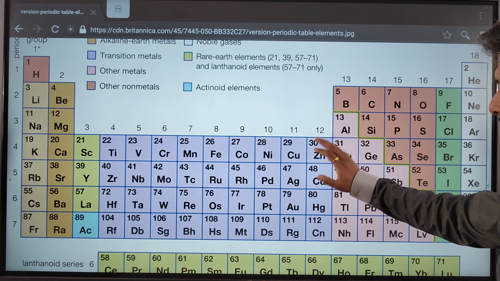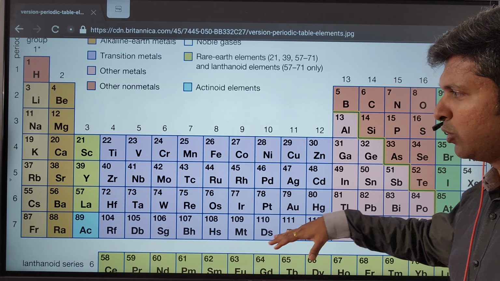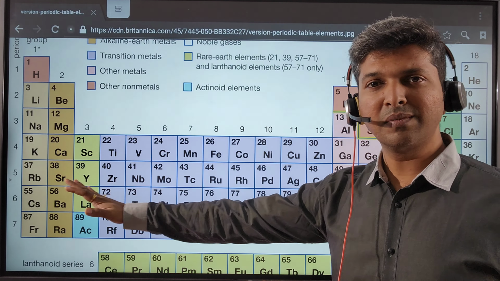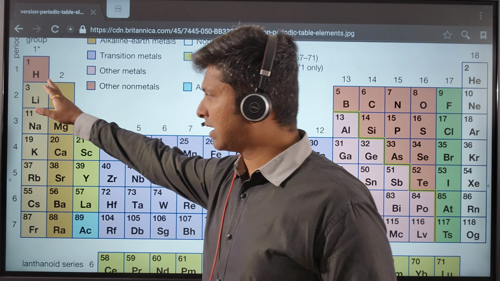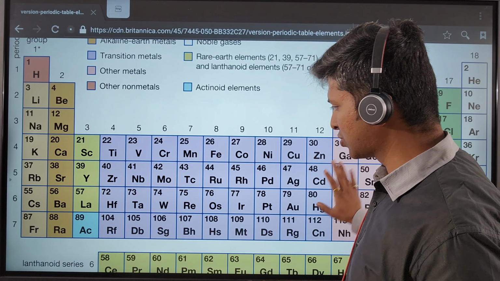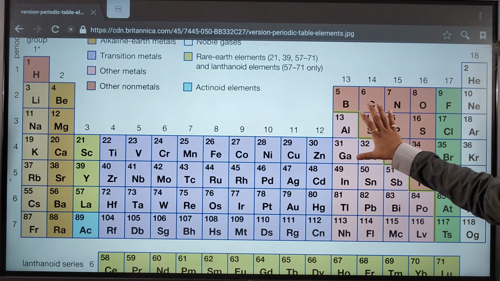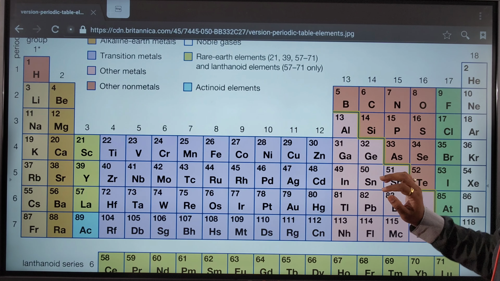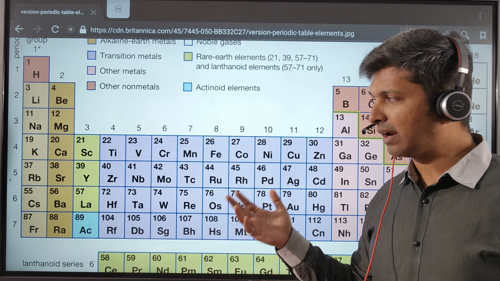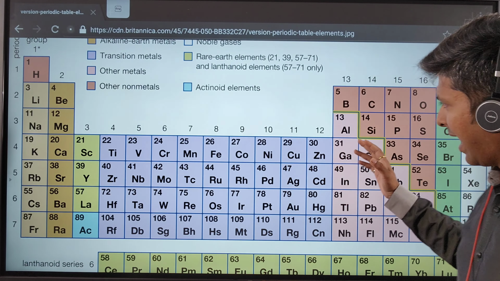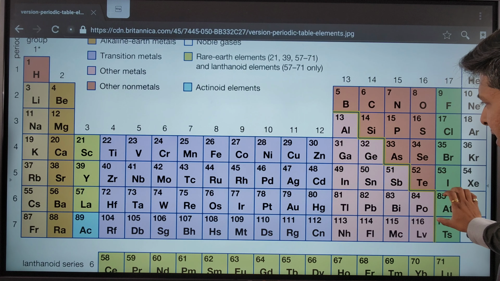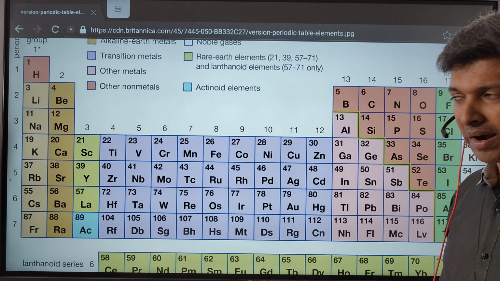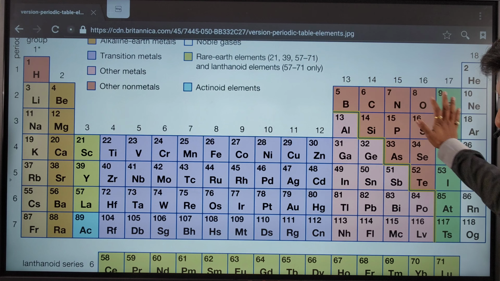When I'm talking about these metals and non-metals, do you mean that 85% of the periodic table is full of metals? Yes, we have alkali metals, alkaline earth metals, transition metals, inner transition metals, then we have P block metals, but ultimately they are metals, just different kinds of metals. And on the diagonal you will see that there are metalloids, and to the right of the diagonal you'll see non-metals.